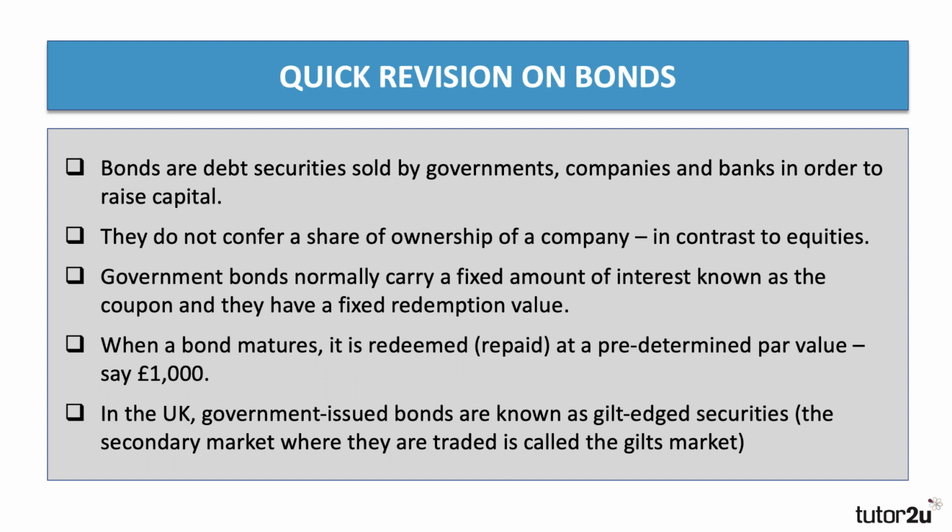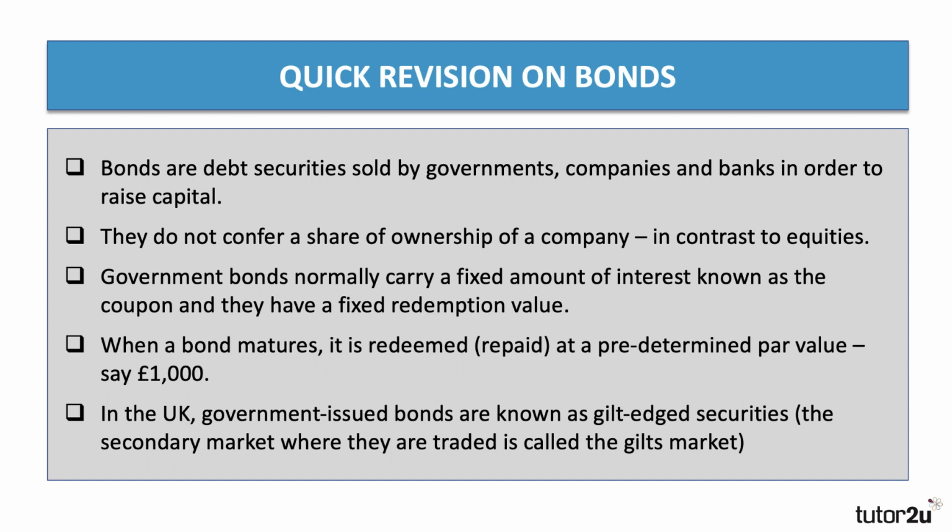Government bonds normally carry a fixed amount of interest paid every 6 months or every year, and the interest is known as the coupon. And bonds have a fixed redemption value, so when a bond matures, when the bond reaches the end of its issue, it's redeemed, well hopefully repaid, at a predetermined par value. So a £1,000 bond, say issued in 2020, might be repaid £1,000 in 2022 if it's a 2-year bond.